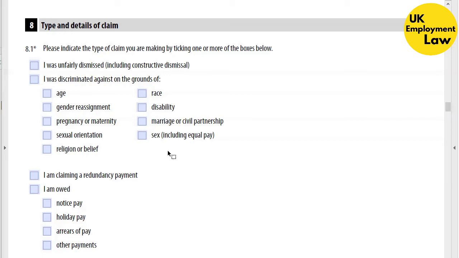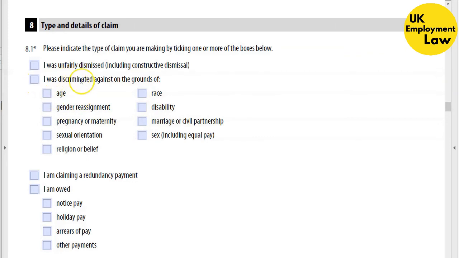It is called constructive dismissal when you resign yourself. However, you resigned because you thought your employer made you resign for some reason. For example, by doing some acts which damaged the trust and confidence that exists between the employer and an employee.